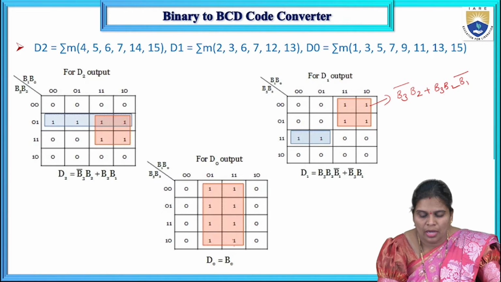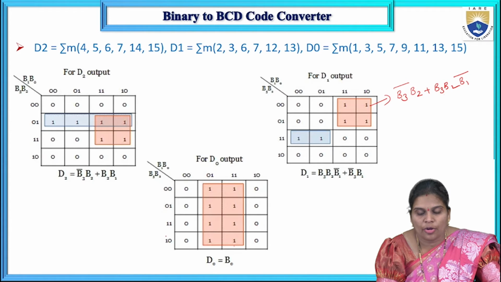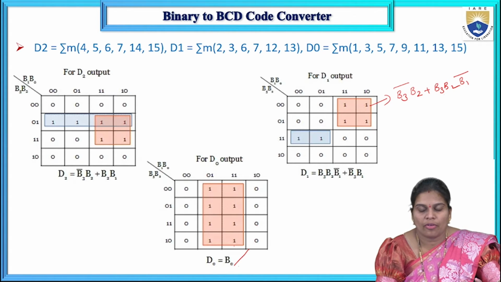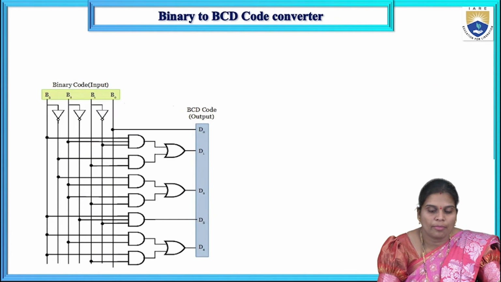So that is D0 equal to B0. How is this B0? On this side, no common values are there. Only here we are having the common value, this one only. So that is B0. So D0 equal to B0. Now, based on this one, we will draw the logic circuit diagram.